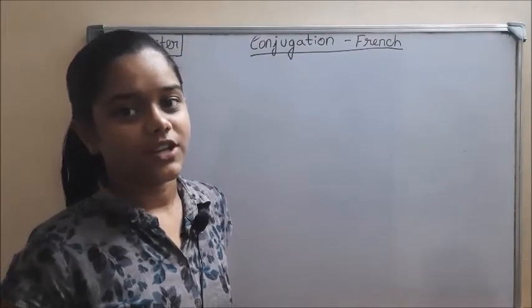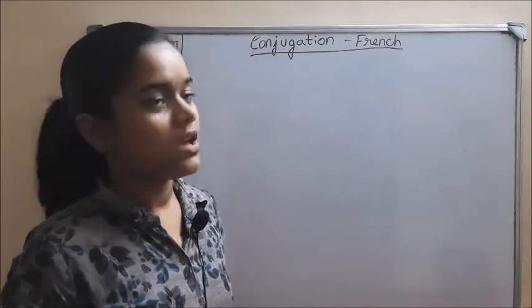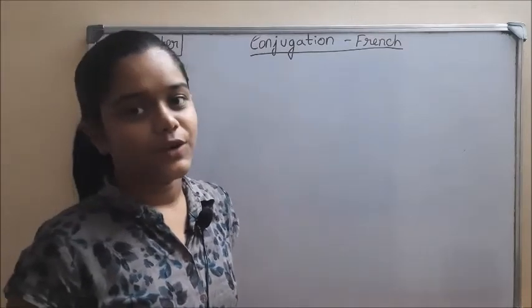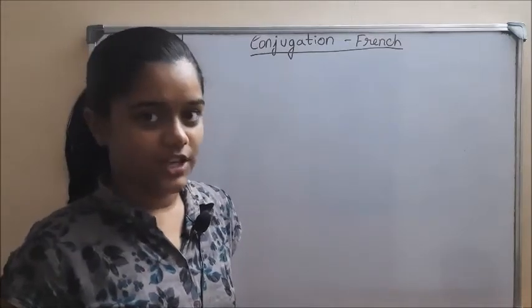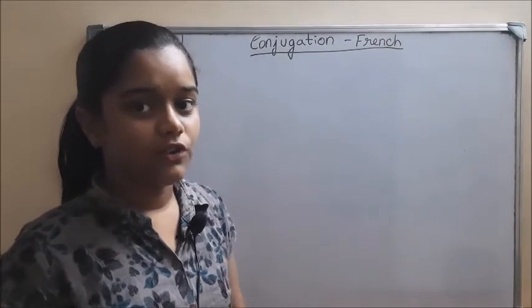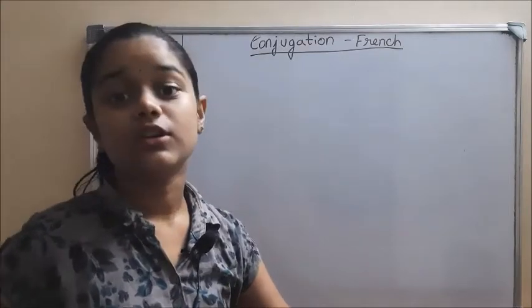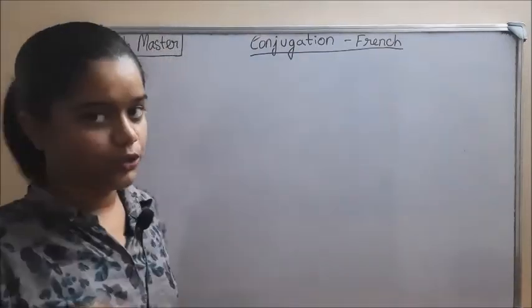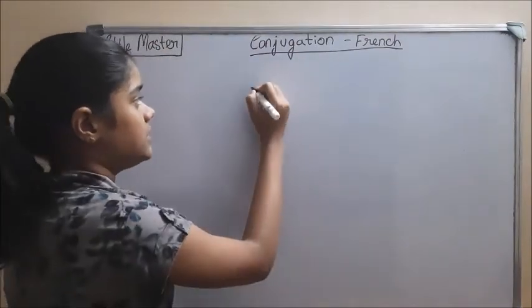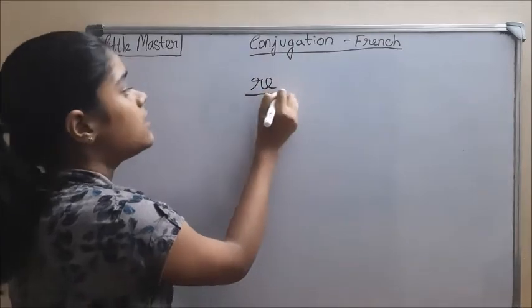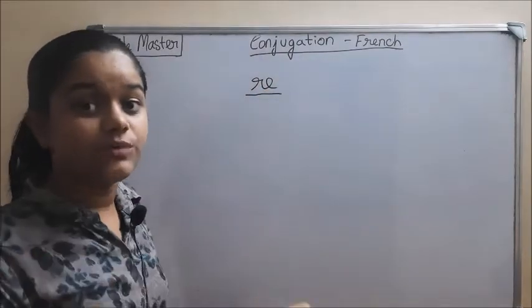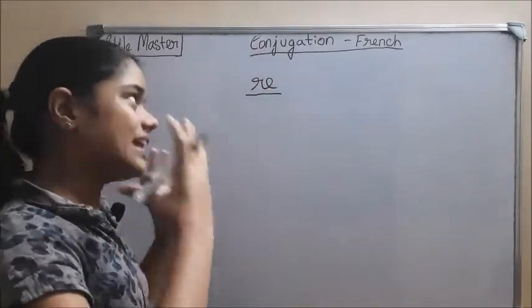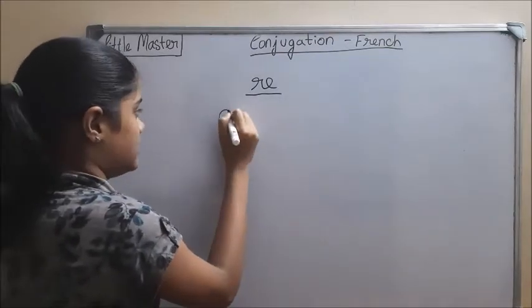So today in my channel you will be learning conjugations in French. Last video we learned about être and its conjugation, right? But for now we'll be learning the groups of conjugation. Now the first group we'll be learning is RE. Okay? Now this is a verb's ending. I'll just give you an example and then you will understand it properly.